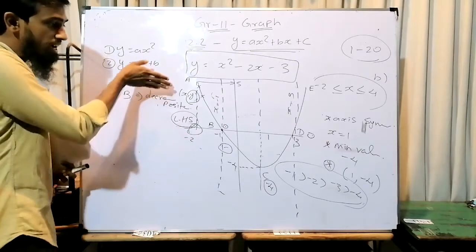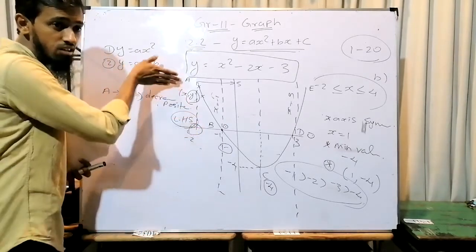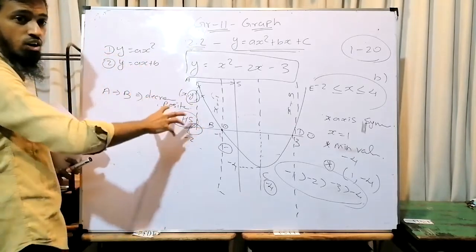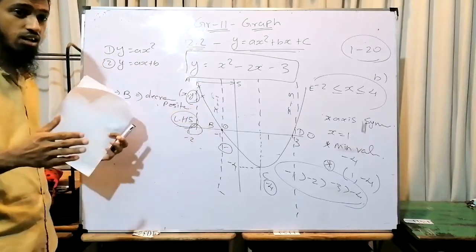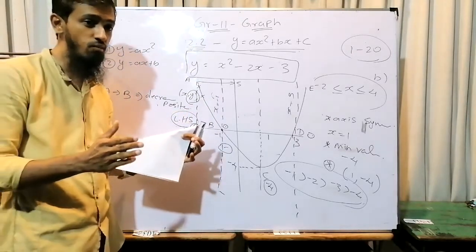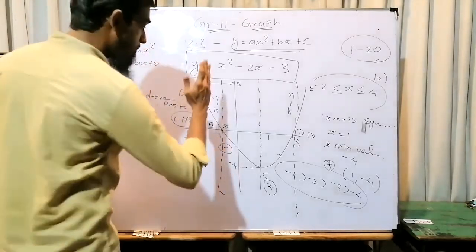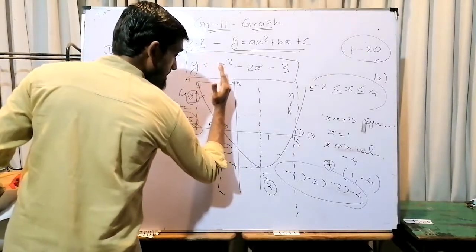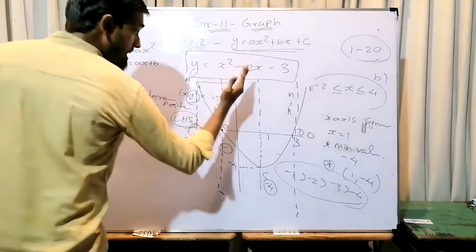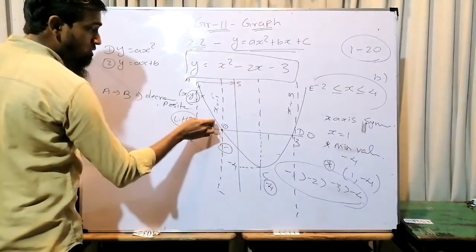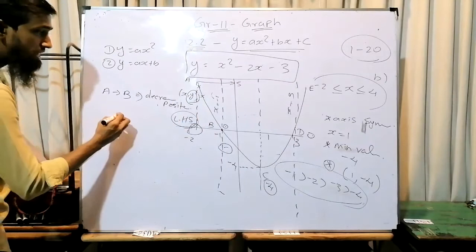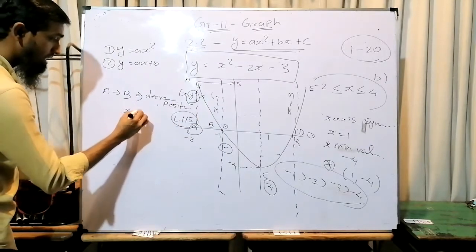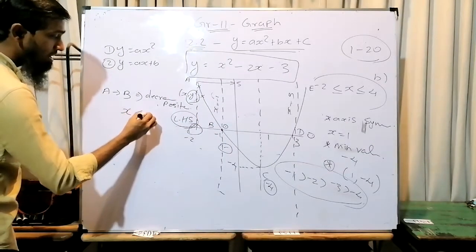So the decreasing positively part is on an area, and the area is given by the value of x. If you check the values of x less than minus 1, the values are decreasing positively. So the range of decreasing positively is x less than minus 1.